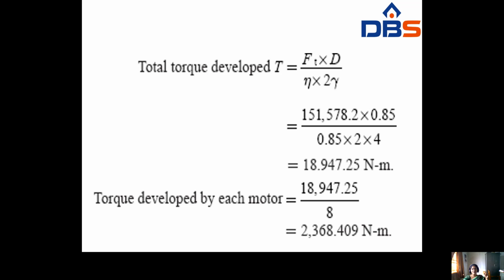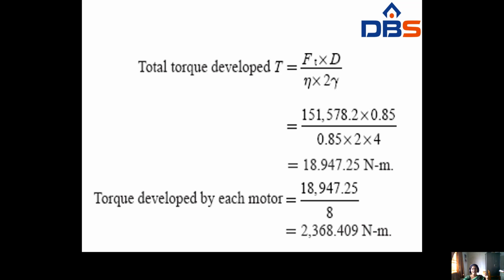So the tractive effort Ft value will be 1,51,578.2 into diameter 0.85 divided by efficiency. Efficiency will be also given as 85%. So at that time here we have to write 0.85 into 2 into here gamma value will be 4. So at that time here we have to write 18,947.25 Newton meters. Okay, so this is the total torque developed.